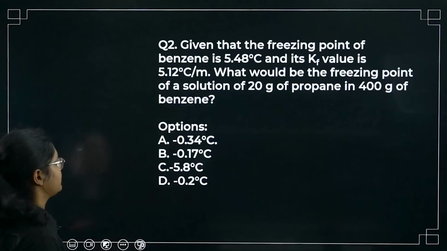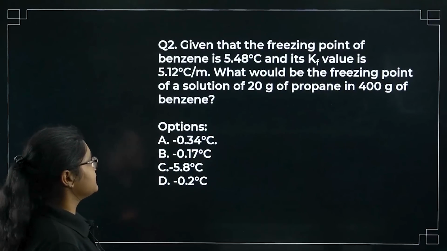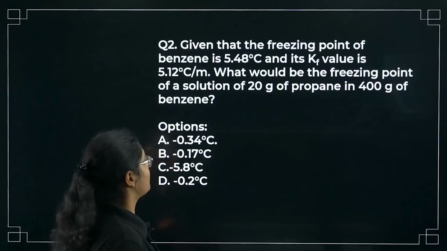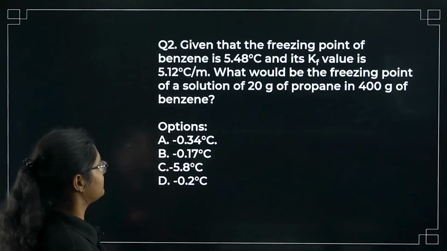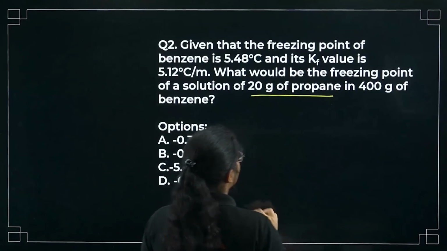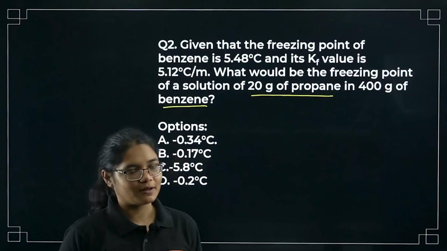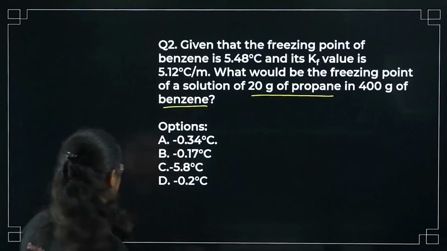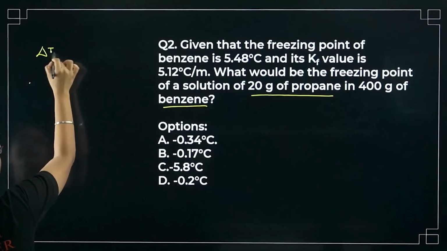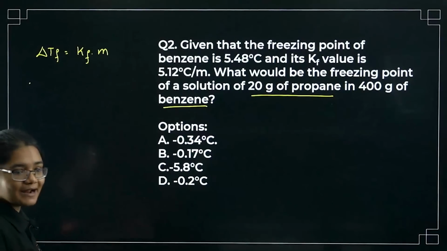Let's move to the next question here. Given that the freezing point of benzene is 5.48 degrees Celsius and its Kf value is 5.12 degrees Celsius per molal, what would be the freezing point of a solution containing 20 gram of propane in 400 gram of benzene? So this is a direct formula based question. I think everybody should be able to solve this question. I have this formula, right? Delta Tf is equal to Kf into m.